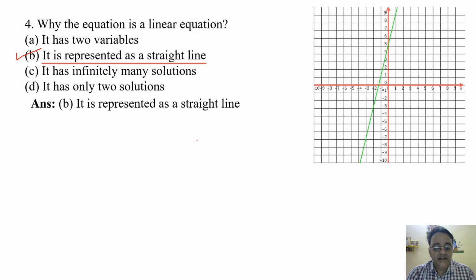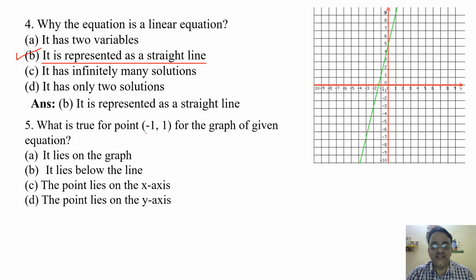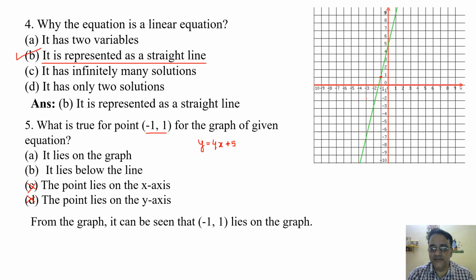Right. Next question, what is true for point (-1, 1) for the graph of the given equation? Given equation है y is equals to 4x plus 5, right? तो ये point x axis में नहीं है, y axis में भी नहीं है. देखो (-1, 1) कहाँ पर है? देखो यहाँ पर. ठीक है, इसका मतलब है ये ग्राफ में ही है. Yes, sir. So it lies on the graph. We can see from this graph also. So correct option is option A.